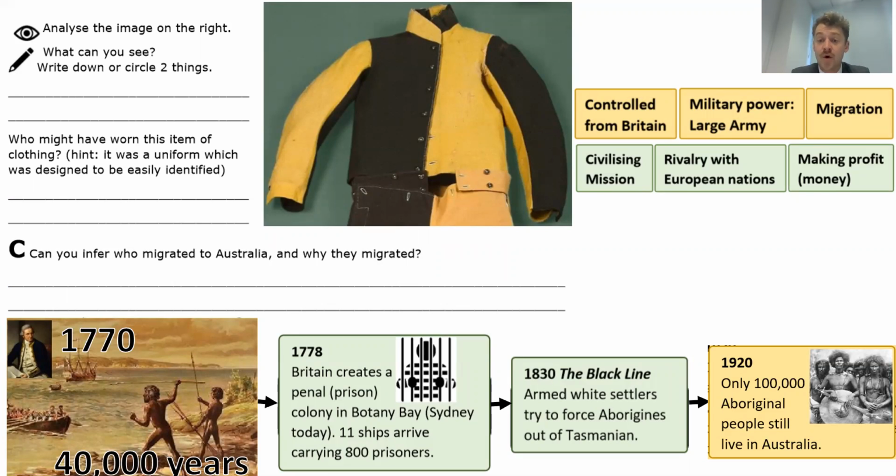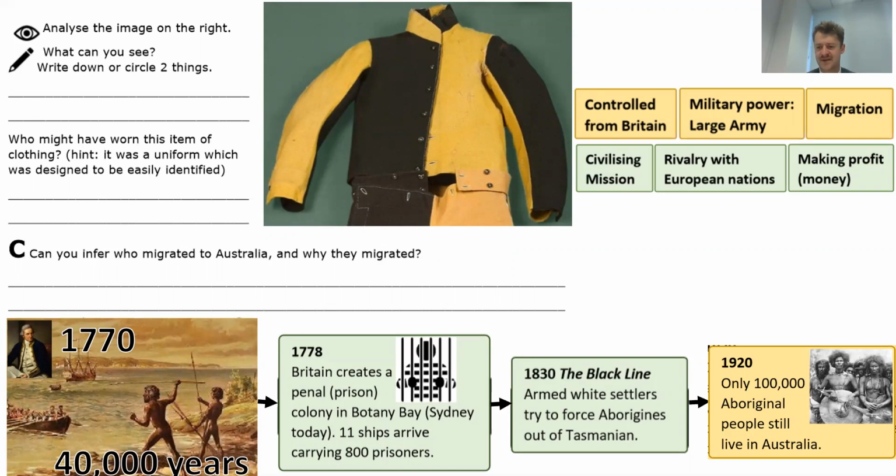Okay, so when we look there, have we seen control from Britain? Well, yeah, we have. So we can tick that off because we've seen Britain sending prisoners to this penal colony in Australia, in Sydney. Have we seen military power? Well, yeah, we have seen a bit of military power because the white settlers have brought their weapons over and they've been wiping out the Aborigines. Have we seen migration? Yes, we have definitely seen migration. We have seen people migrating to Australia.